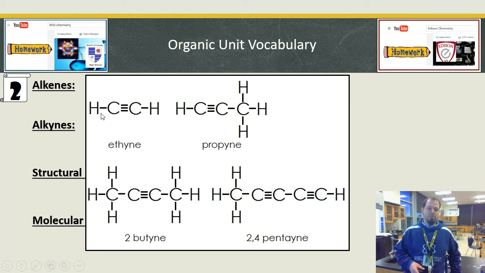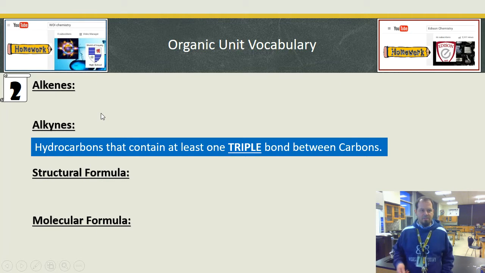Alkynes. Oh, here we go. Sorry, picture. Notice a little bit different. I now have at least one triple bond. I can have more. Alkynes, hydrocarbons that contain at least one triple bond. So if I take that E and I change it to a Y, now there's a triple bond.